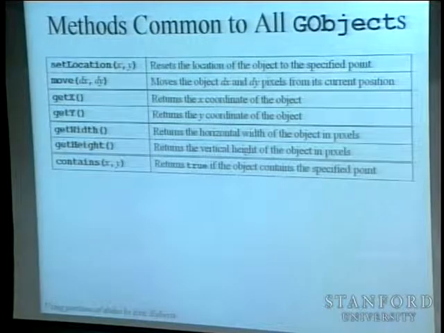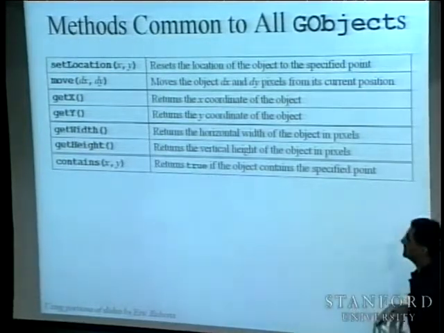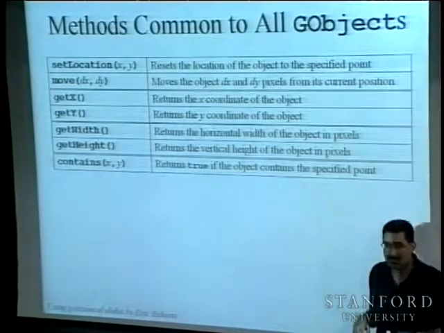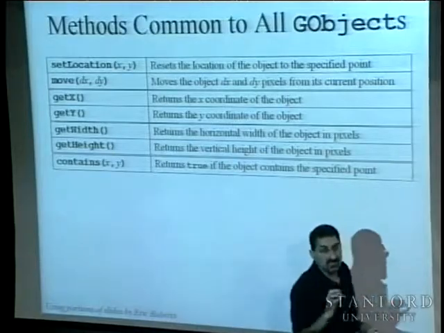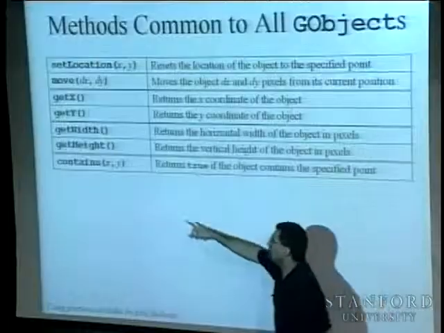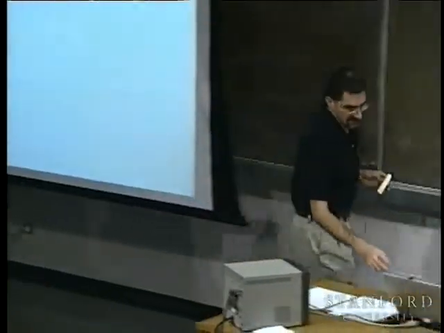Contains, which is also kind of similar to get element at, but a little bit different. It actually returns true or false. It basically returns true if an object contains the specified point. So this is a method you call on a particular object. So you can tell, like, some rectangle, hey, do you contain this point? And it'll say yes or no, or true and false, if it actually contains that point.